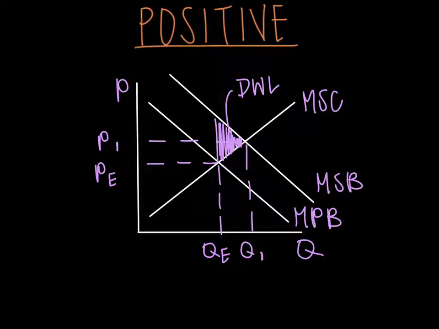The shaded area here is deadweight loss. So there's exchanges that should be taking place that are not taking place because equilibrium is right here, but the socially optimal point is right here.